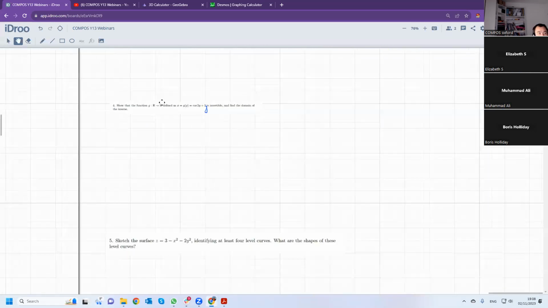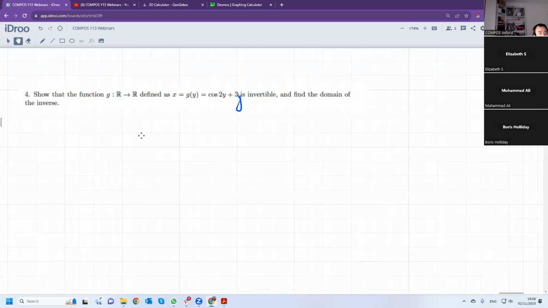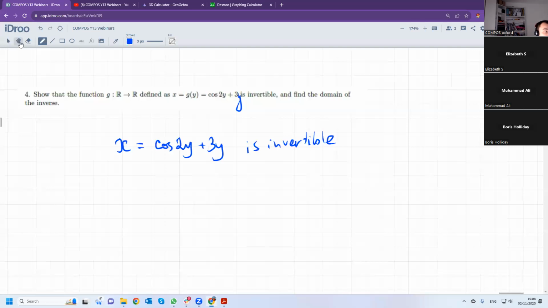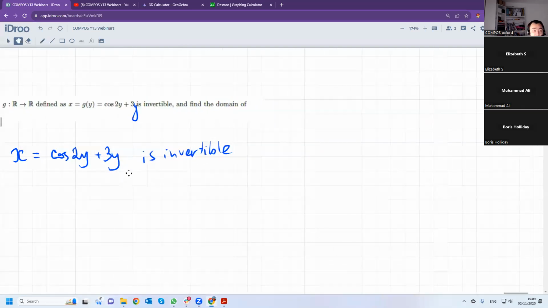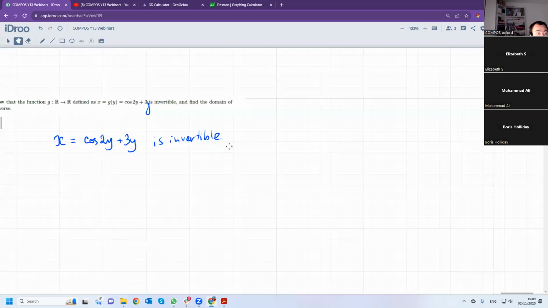Okay, 3, 4. Show that the function, so we have the function x equals cos 2y plus 3y. We need to show that it is invertible. In which case is a function invertible? A function is invertible if it's a one-to-one function.